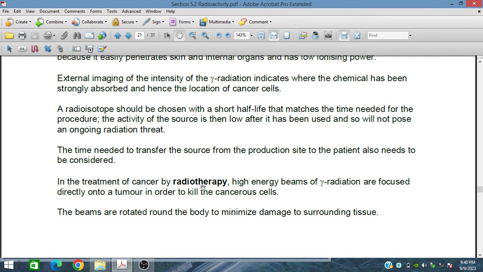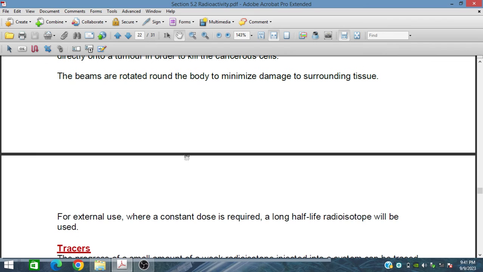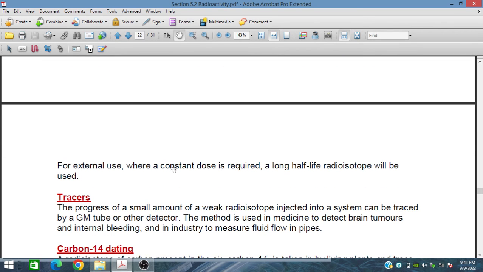In the treatment of cancer by radiotherapy, a high energy beam of gamma radiation is focused directly onto a tumor in order to kill the cancerous cells. The beams are rotated around the body to minimize damage to the surrounding tissue. This is a very delicate job. For external use, when a constant dose is required, a long half-life radioisotope will be used.